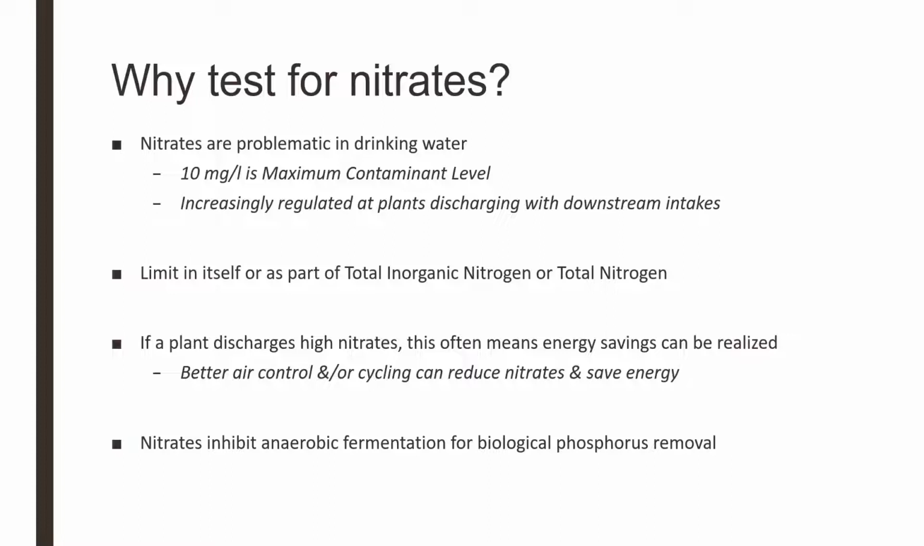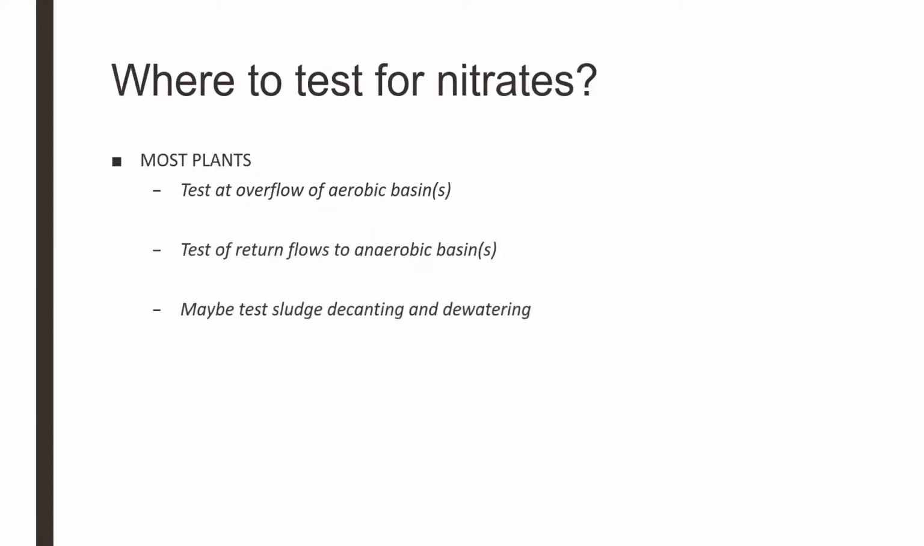Finally, if you are required to remove phosphorus as part of your permit process, the presence of nitrates will inhibit anaerobic fermentation that is required for biological phosphorus removal. So if you have a lot of nitrates in your plant and that nitrate-rich water is hitting your anaerobic zone, and it can happen because of return flows of either the mixed liquor or even high levels of nitrates in your return-activated sludge, you can inhibit that biological phosphorus removal. So having low nitrates is basically a prerequisite for having good biological phosphorus removal at most plant setups out there.